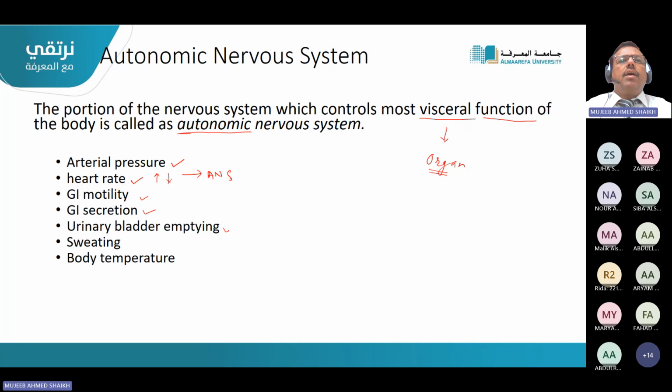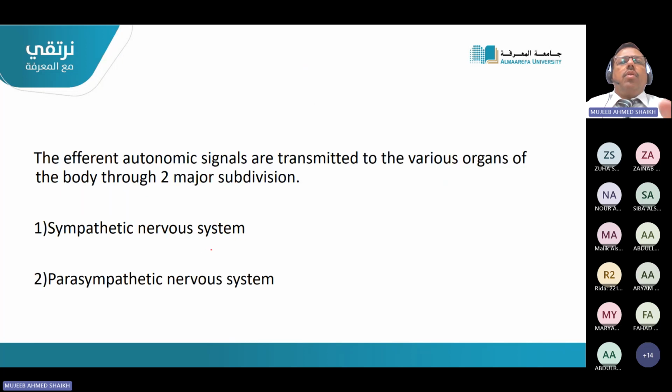Even emptying of the urinary bladder. There is some part where I can control emptying the urine, but there is some part where I cannot, so the urinary bladder is under the control of the autonomic nervous system. Similarly, sweating: when to increase the sweat and when to decrease it is not in my control. It is according to the situation and the bodily activity. Similarly, body temperature increases or decreases as per the situation of the body. It is not in our voluntary control.